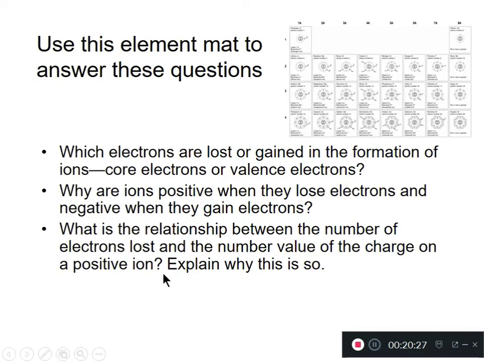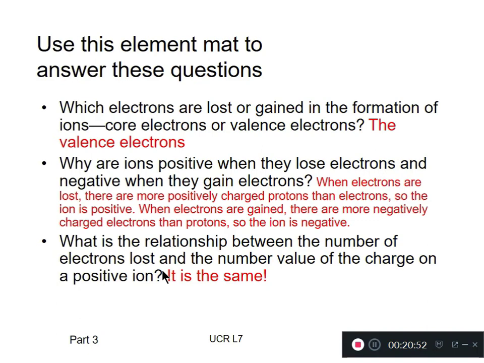And what is the relationship between the number of electrons lost and the value of the charge on a positive ion? In other words, I'm not looking at the positive or negative sign, but just the value. And again, it's the same, because if I've lost 3 electrons, I have 3 fewer electrons than protons, and so it should have a +3. Okay.